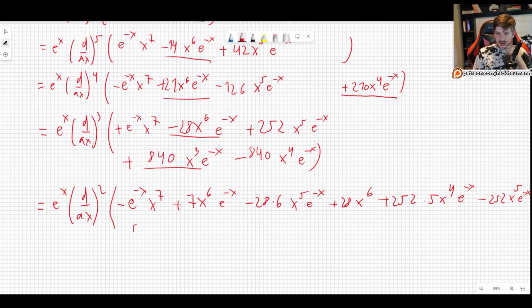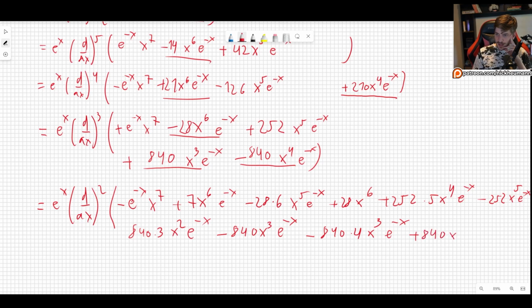So that would be 840 times 3x squared e to the minus x, and then minus 840 x cubed e to the minus x. And then we go to this one where we get minus 840 times 4x cubed e to the minus x. And then this is plus 840 x to the 4th e to the minus x. Okay, so we have 7 and 28, so that gives us 35.